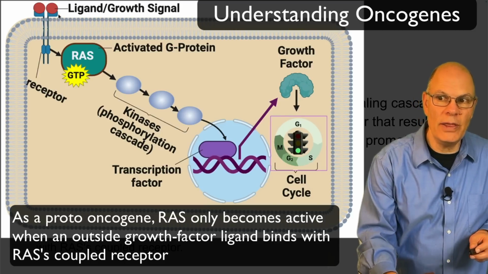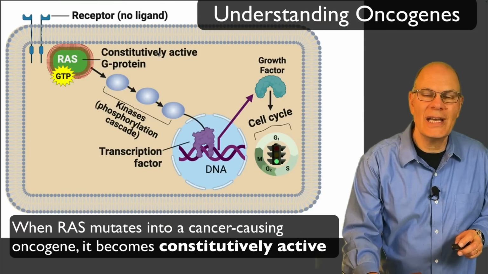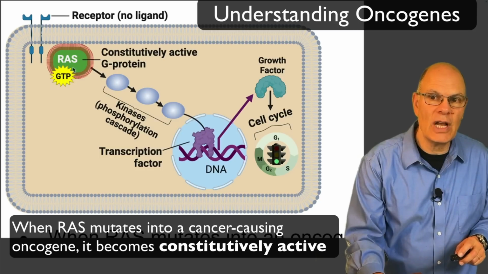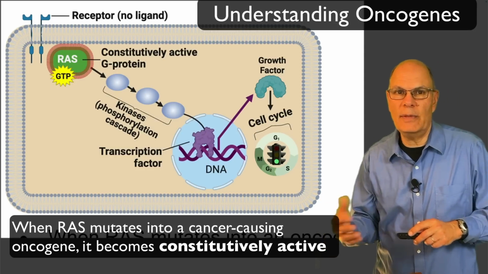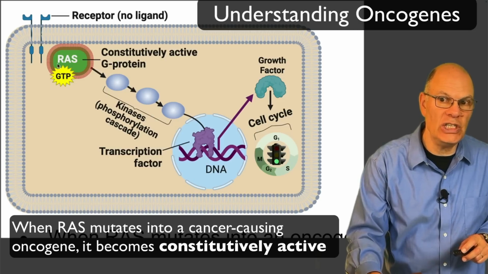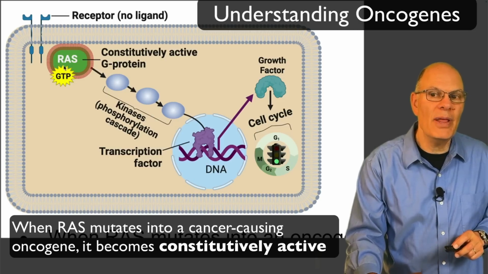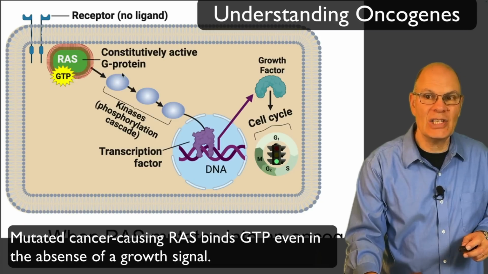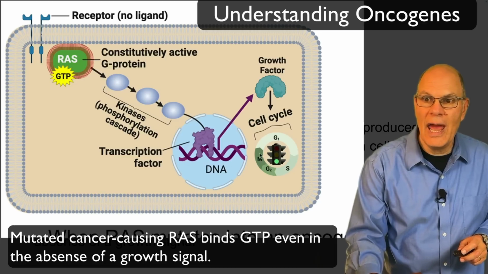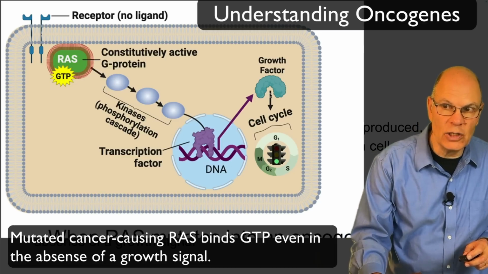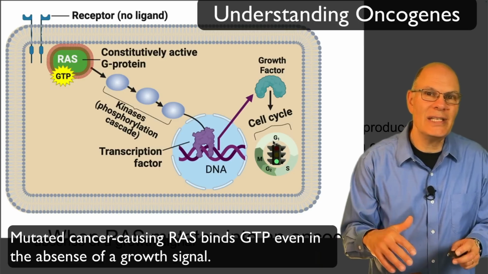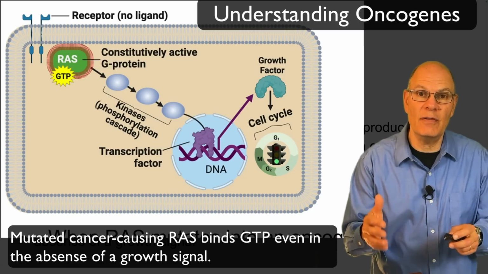ROS only gets activated when there's a ligand. When ROS becomes cancerous, when it mutates from a proto-oncogene to an oncogene, then it becomes constitutively active. And constitutively means it's part of its nature to be active. Normal ROS only binds GTP when the receptor binds a ligand. But this ROS, which is an oncogene, is constitutively active. It's binding GTP even in the absence of a growth signal, and because it's always active, the growth factor over here is overproduced, and that results in too much cell division. This is connected with about 30% of human cancers.